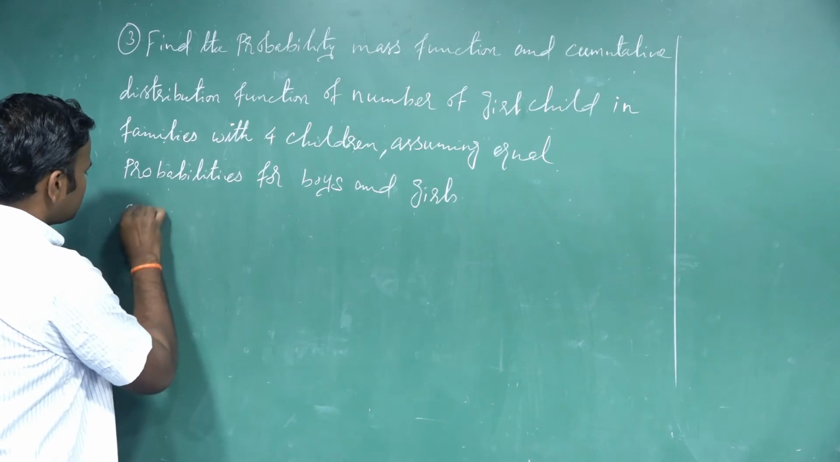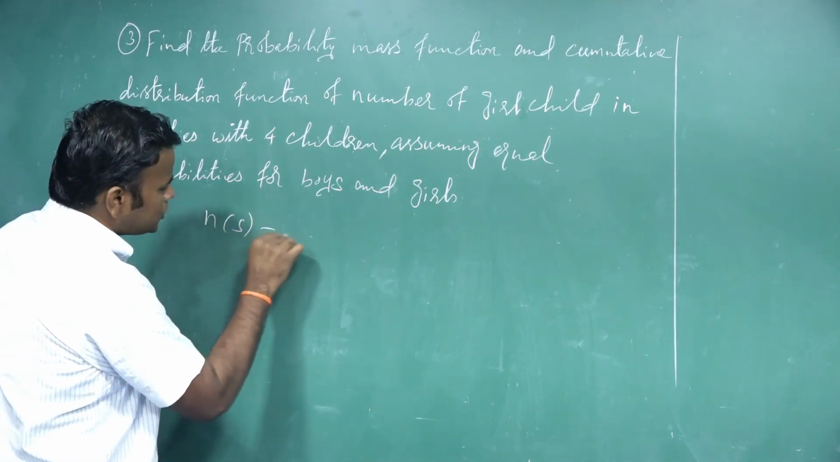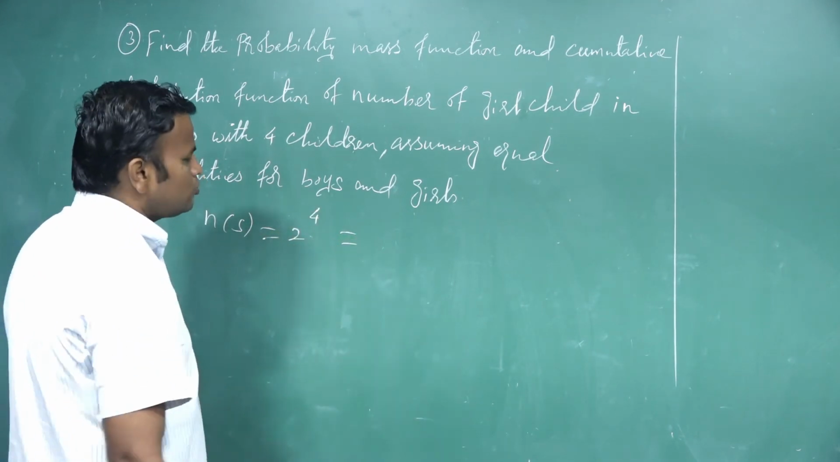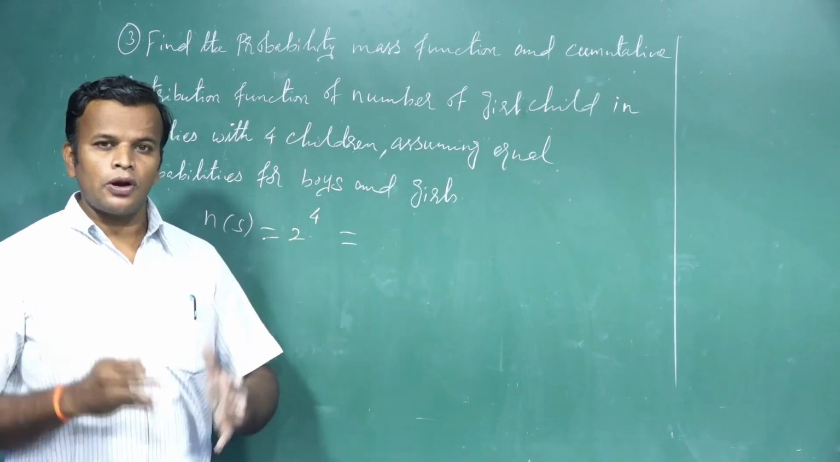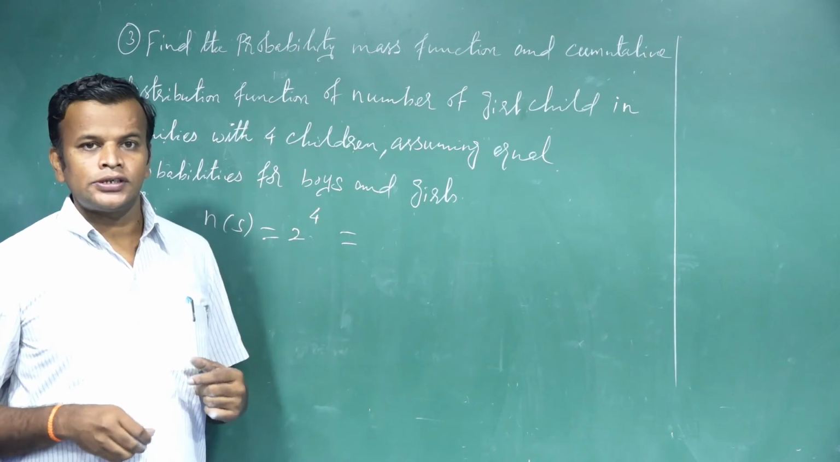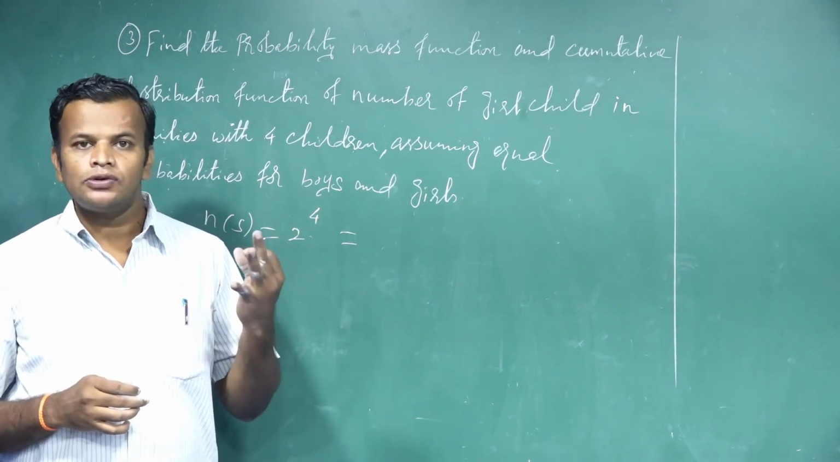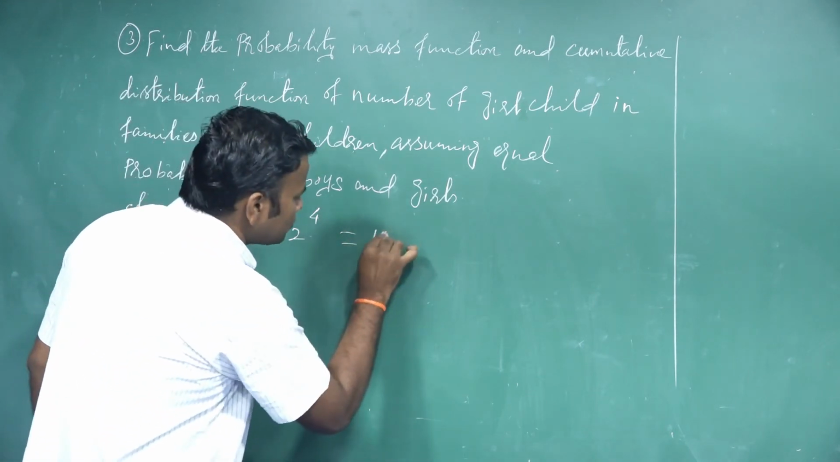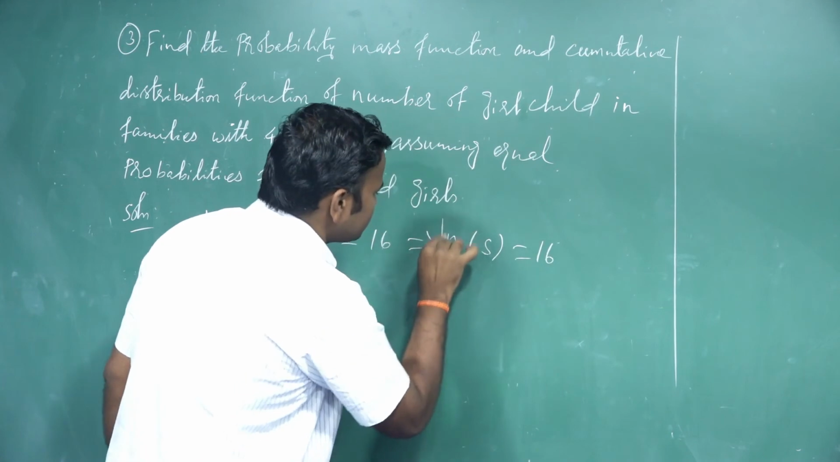Then to find both the probability mass function and cumulative distribution function, what is the first step? To find the sample space. N of S, I write here 2 power 4. Both girl and boy have equal probability, so 2. And the family contains how many children? 4 children. So 2 power 4. 2 to the 4, 4 to the 8, 8 to the 16. So N of S value is 16. It's important first.